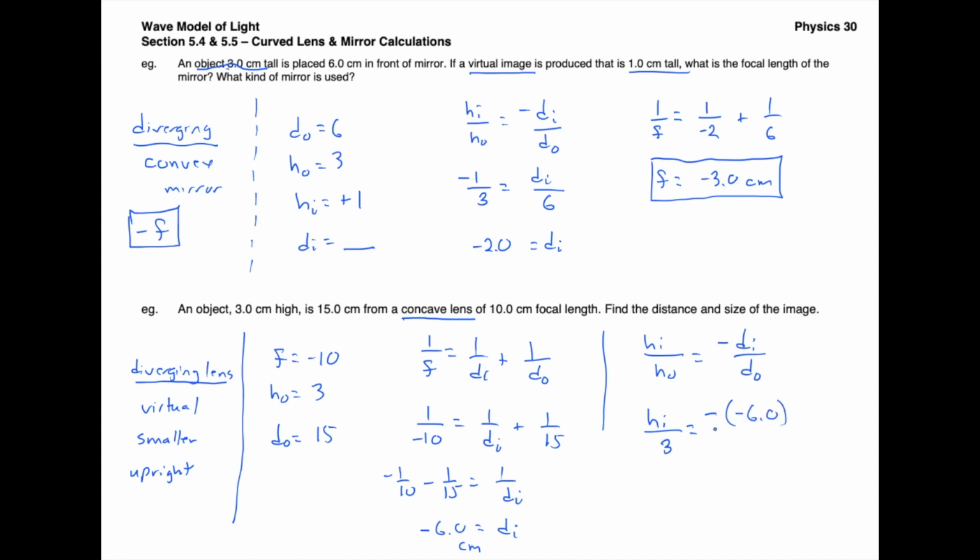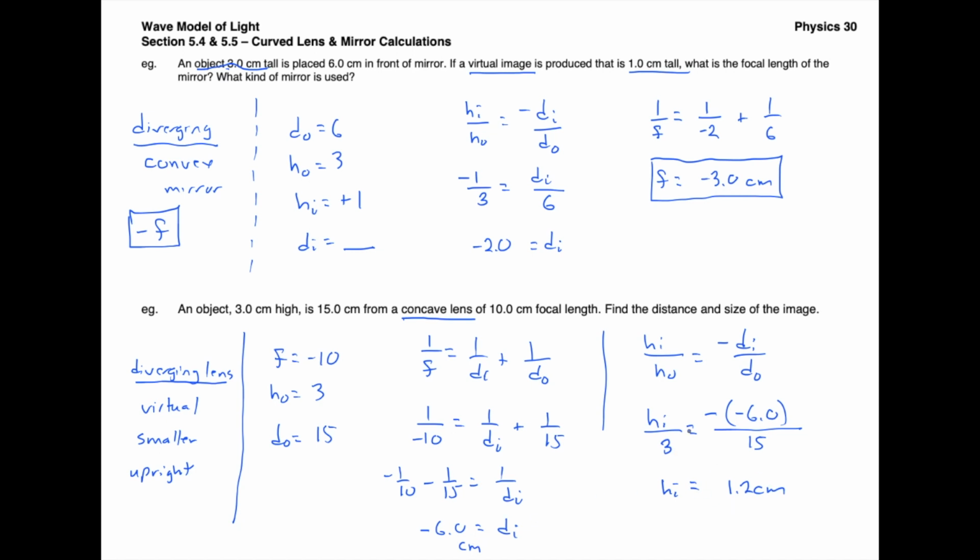So make sure you're putting both of those negatives in, because I want those to work out to be a positive, because I'm expecting a positive HI for my virtual image. So this will go over the top of that DO of 15. Multiply the 3 over to the other side, and now I get my positive HI value. It'll be positive 1.2 centimeters. So I have a distance away of 6 and a height of 1.2.